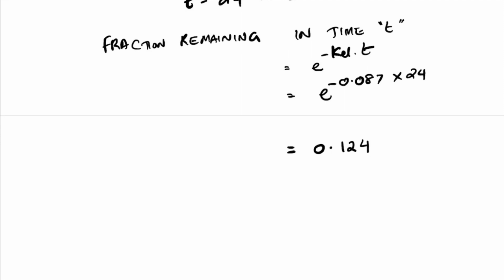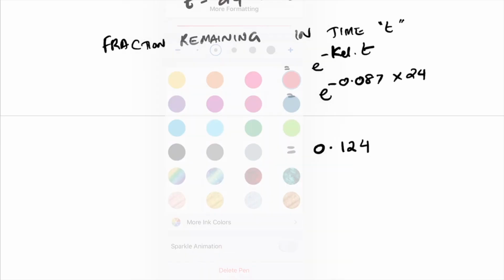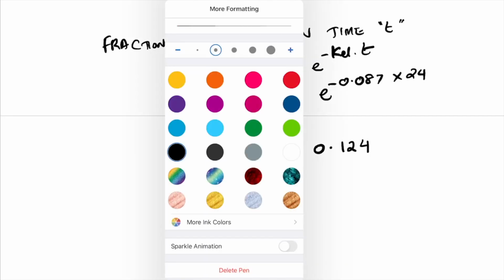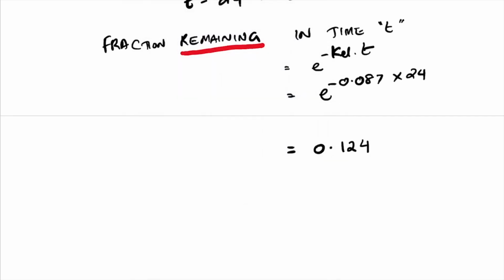In time t is e raised to negative KEL t. That's why you just multiply that with the C0, or plasma level at time 0, and you'll get the plasma level at any time t. So that's fraction remaining. Please make sure that you correct that. Okay, so that's the fraction remaining.